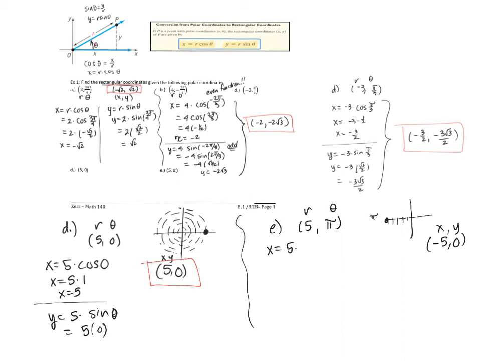x equals 5 times cosine of pi, and cosine of pi is negative 1. So that gives us the x value we thought it would be, and then y equals 5 times sine of pi, which is 5 times 0.